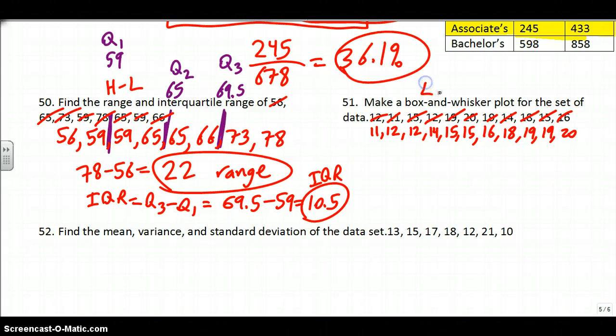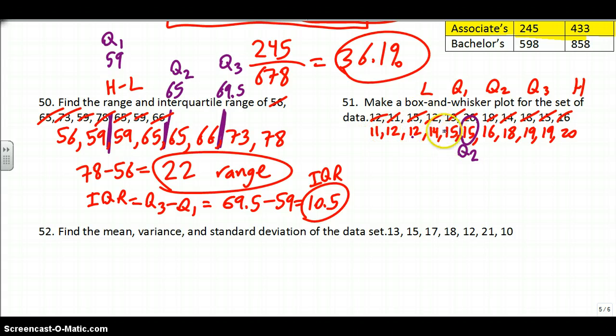Okay, you need the low, you need Q1, you need Q2, you need Q3, and you need the high. We've got the low and the high, that's pretty easy. We just need to find the quartiles. So let's see, 1, 2, 3, 4, 5, 6, 7, 8, 9, 10, 11 data points. This one's right in the middle, because there are 5 below it and 5 above it. That's Q2, okay? Now let's look at the bottom half of the data.